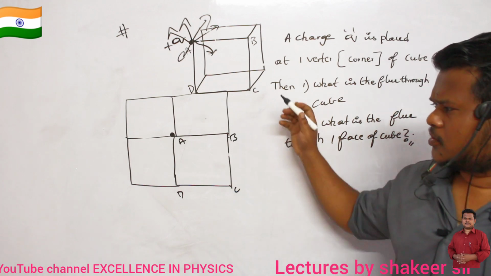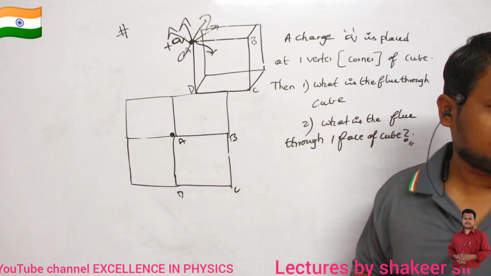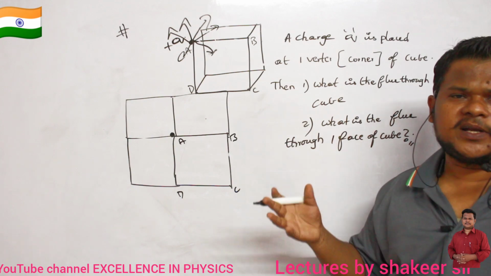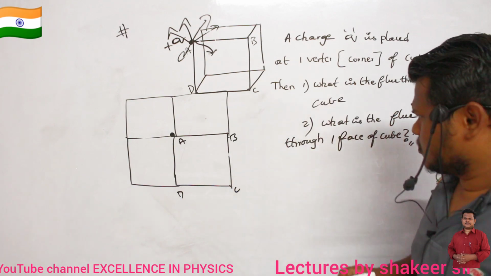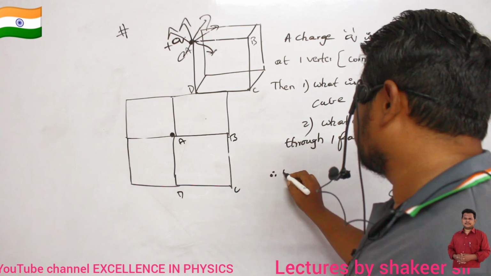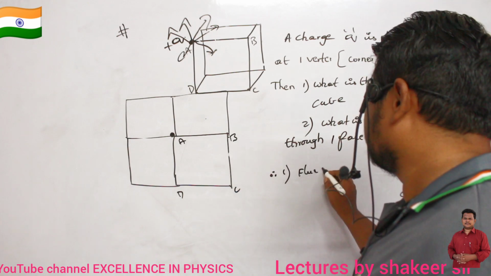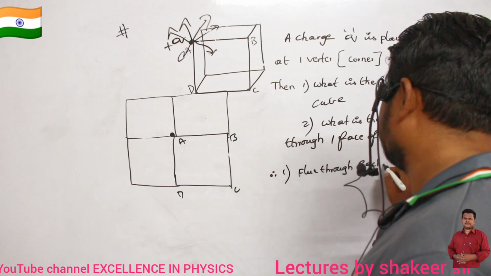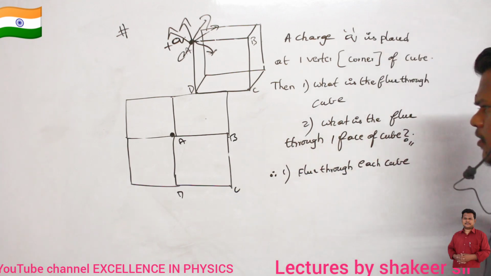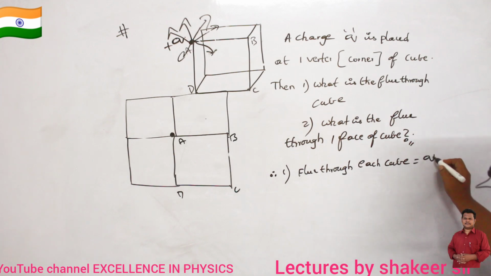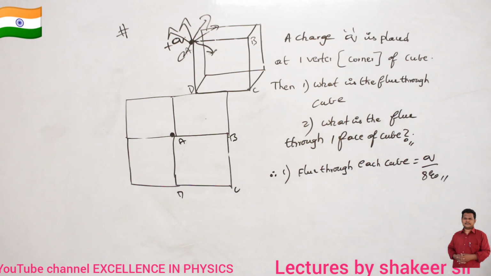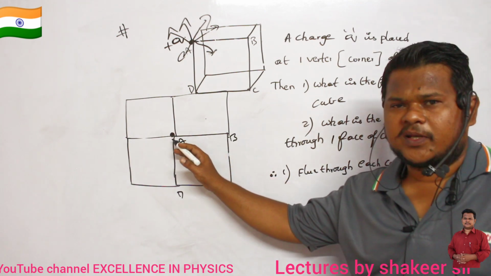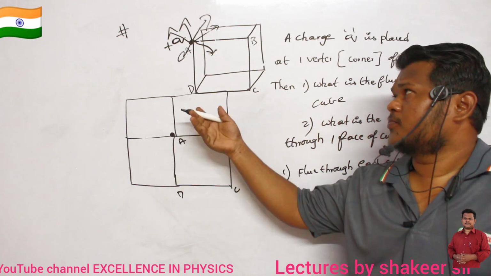Clear? Then total flux I can divide into 8 parts, no? Total flux lines will be entering into 8 cubes. So therefore, what is the flux through each cube? Flux through each cube will be how much? Q by 8 epsilon naught. That's all, no? Why? Because surrounding this charge, how many cubes are we placing? 8 cubes we are placing.